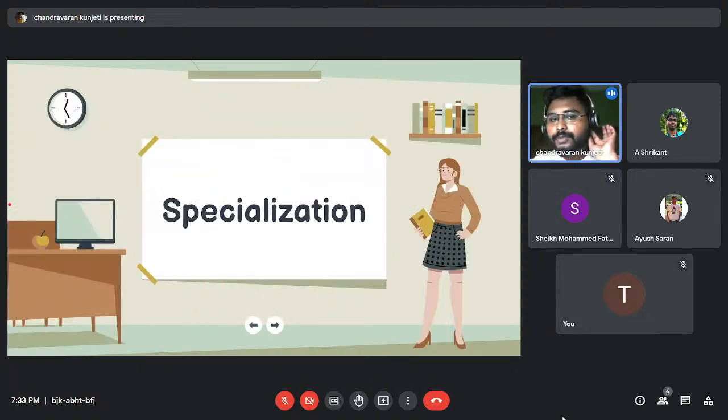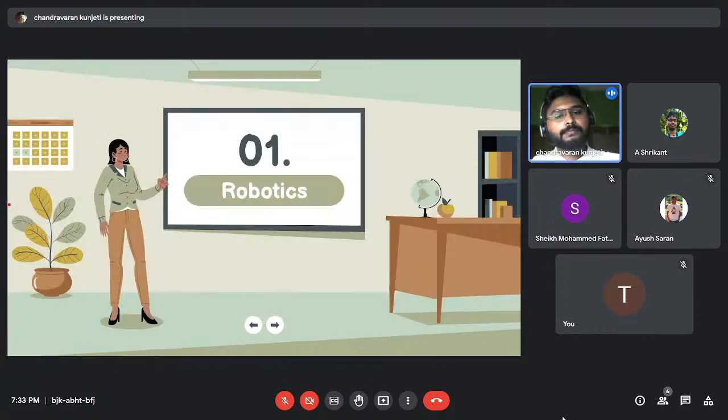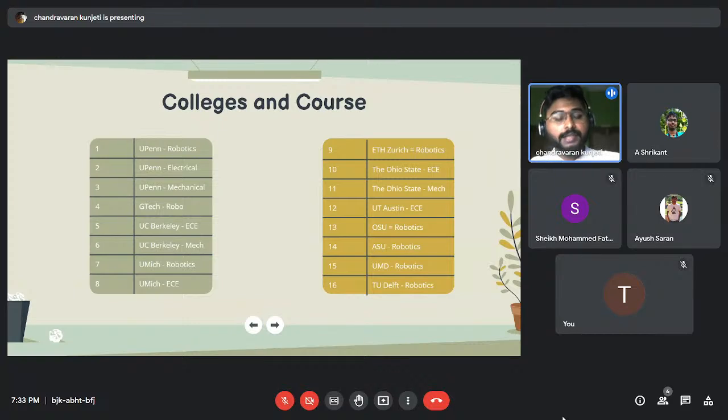Then a few points I wanted to add about my specialization and my admits. I work on robotics, which is a field that is up and coming right now in the US and also around the world, and there are specialized programs for this. But there's a huge problem in robotics in terms of masters: there are very few good MS in robotics programs with a good amount of research as well as coursework you would be interested in. Here are a few of the colleges and courses I've listed down.